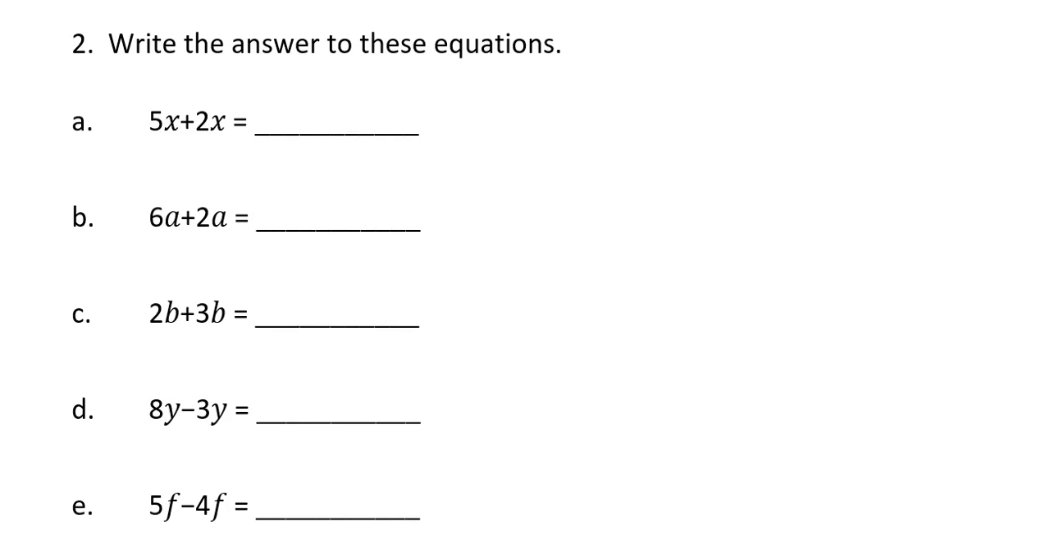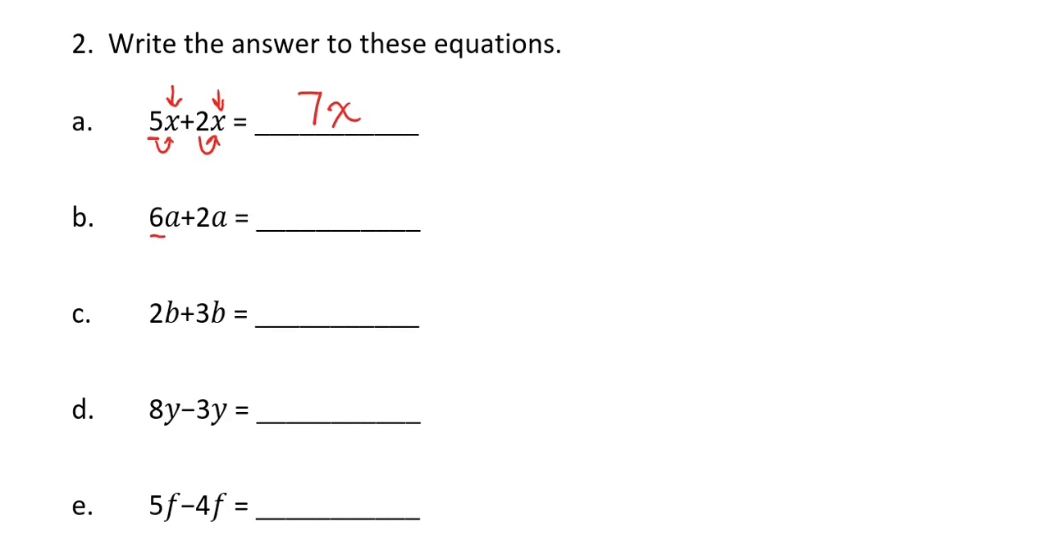The first one says 5x plus 2x. Well, I can think of that as I have 5 of some unknown number, and to that I'm going to add 2 more of that same number, which means I would have 7 of those unknown numbers. And in this case, whatever number we put in place of x for the first term, we put that same number in the place of x for the second term.